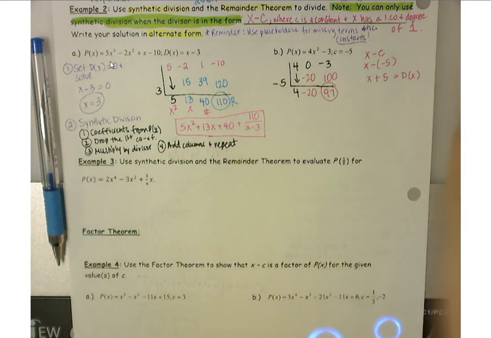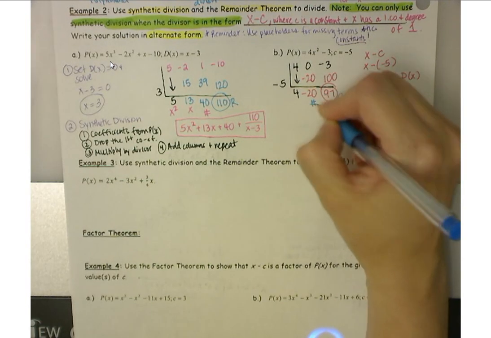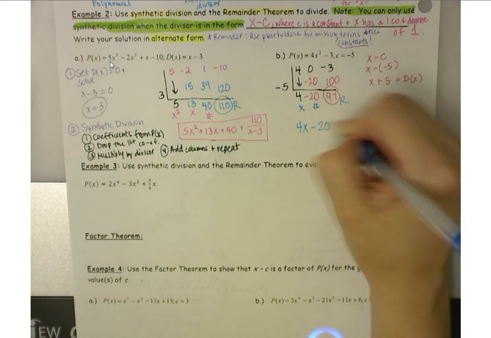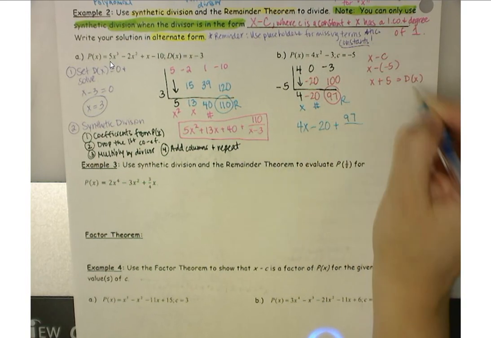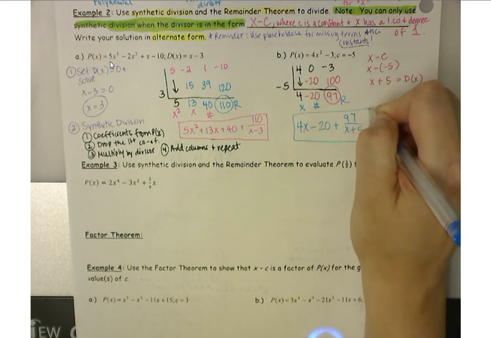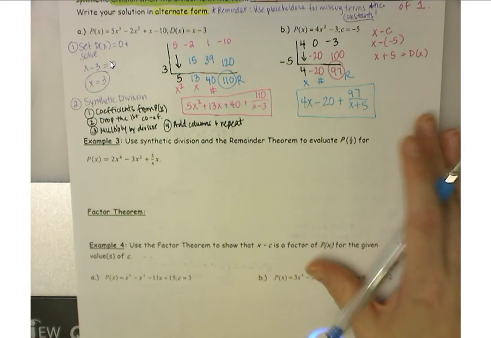All right, so then let's write our final answer. So this was my remainder, which means this is my number. This is my x term. So I have 4x minus 20 plus 97 over my divisor, which is x plus 5. Okay, questions for me on those two?